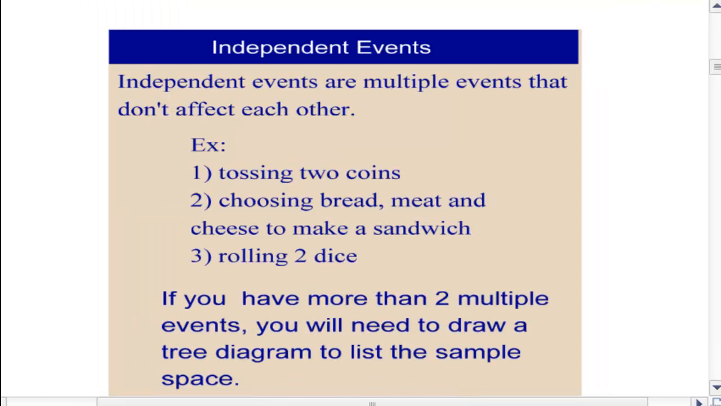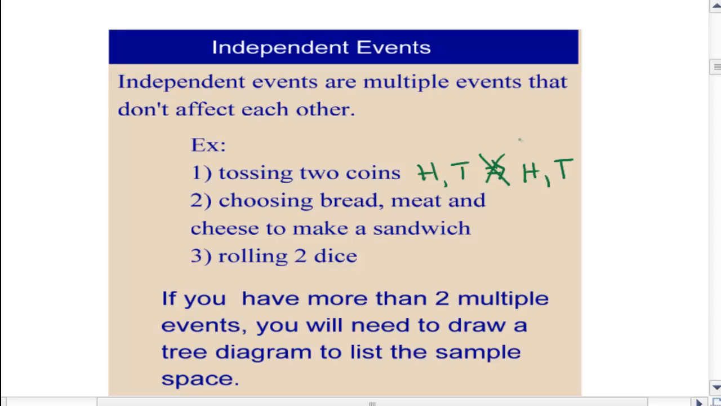In our unit of probability, the next section we're going to be learning about is independent events. Independent events are where you have multiple events that don't affect each other. For example, if I was to toss two coins, getting heads or tails on one coin does not affect whether or not I get heads or tails on the other coin.